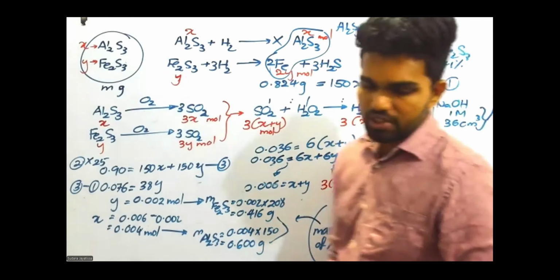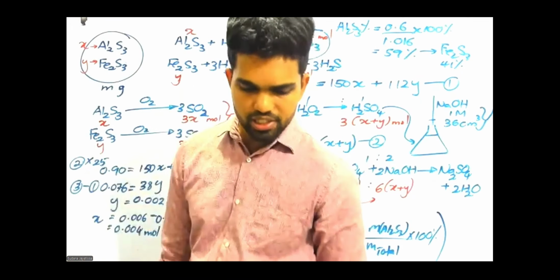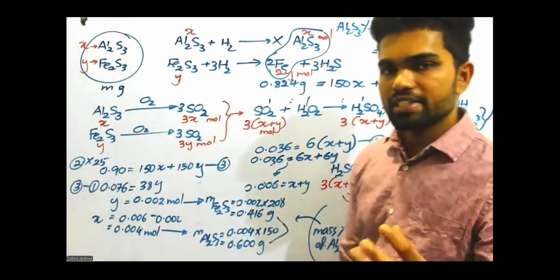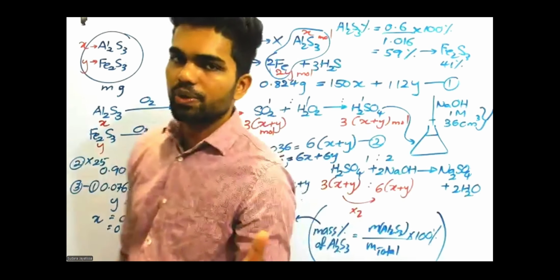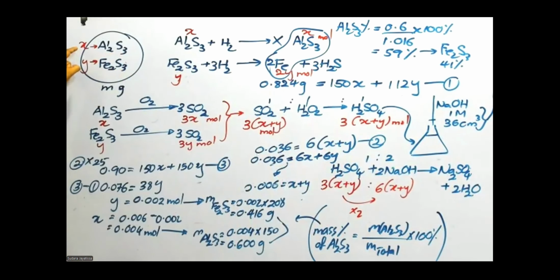Okay, so that's it for the first question. I hope you all understood. If I repeat the method again, what is the method? There is a mixture that contains Fe2S3 and Al2S3, right? So at the beginning, we label their moles to be X and Y.